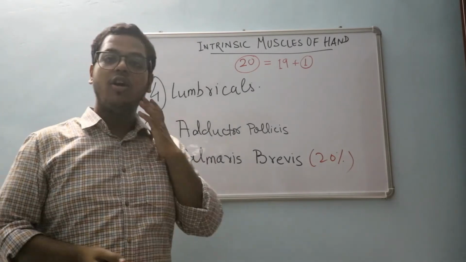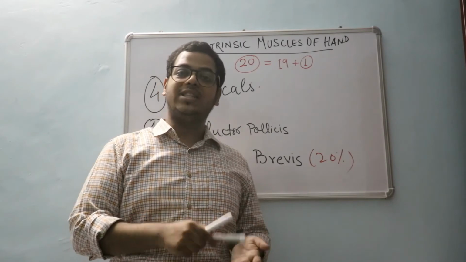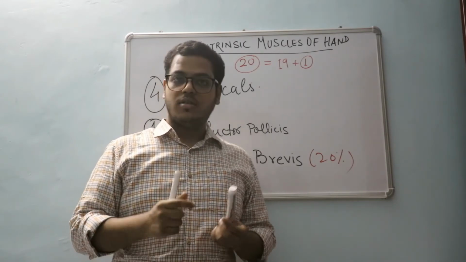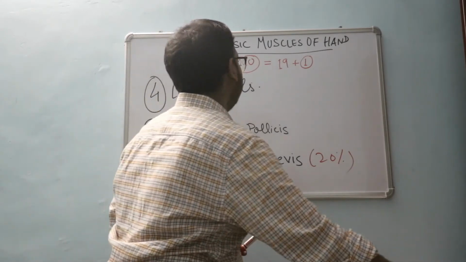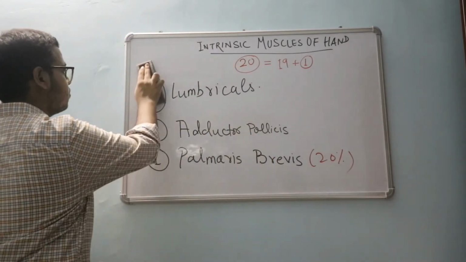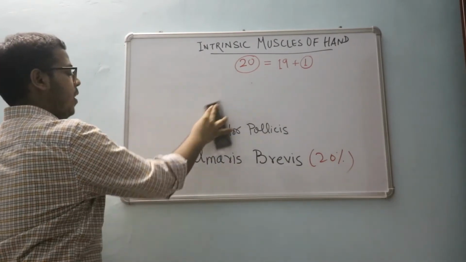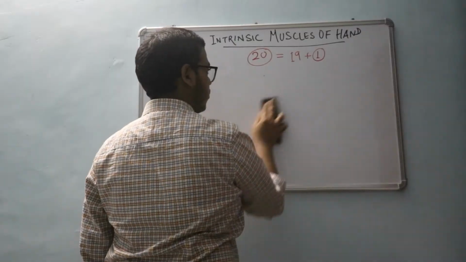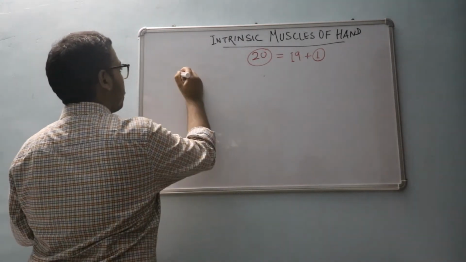Then we had 4 palmar interossei, that is 10, 4 dorsal interossei, 14, 3 thenar, that is 17, and 3 hypothenar, 20. So these are the intrinsic muscles of the hand. Okay, let us end the topic with the nerve supply. So now the nerve supply.